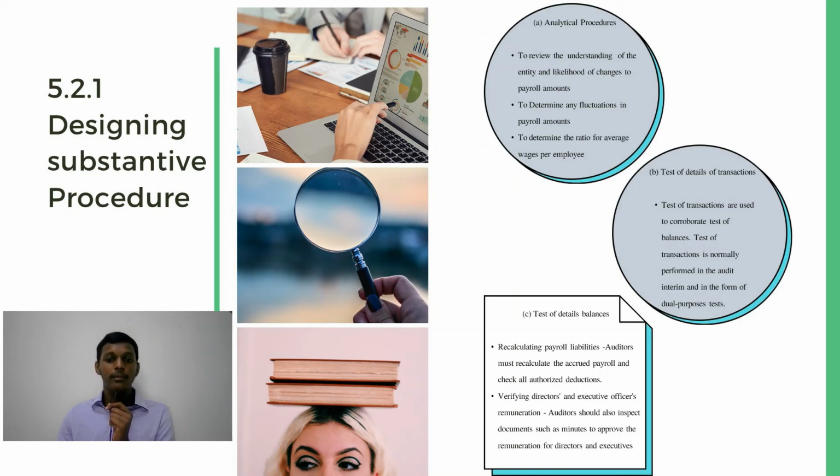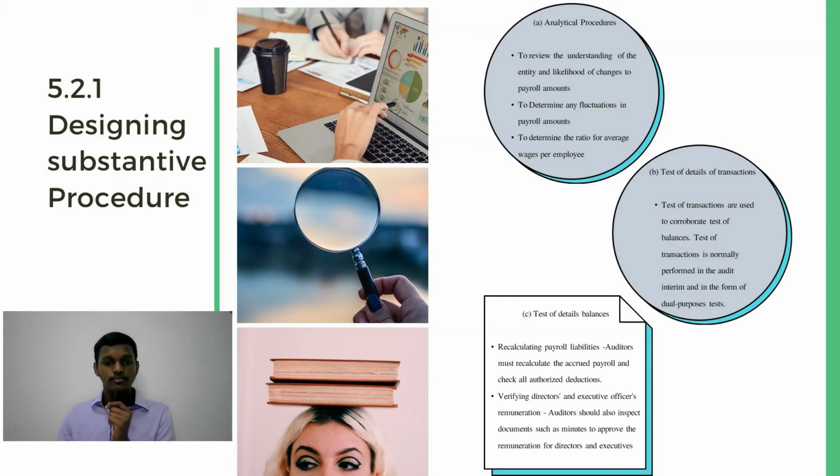Recalculating payroll liabilities: auditors must recalculate the accrued payroll and check all authorized deductions. Then, verifying directors' and executive officers' remuneration is about auditors also inspecting documents such as minutes to approve the remuneration for directors and executives.